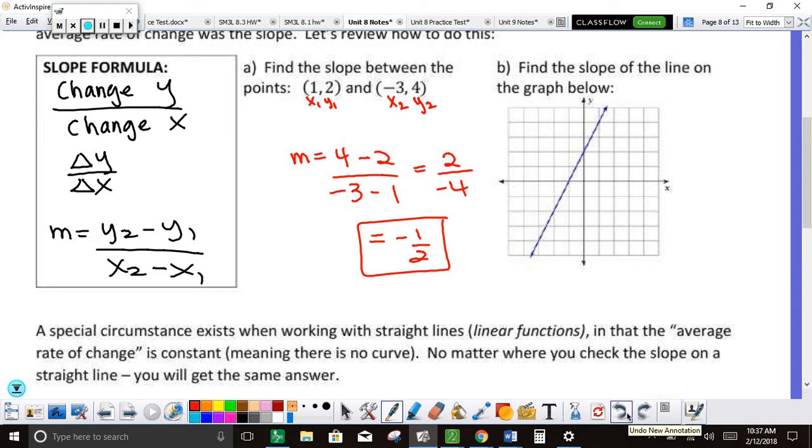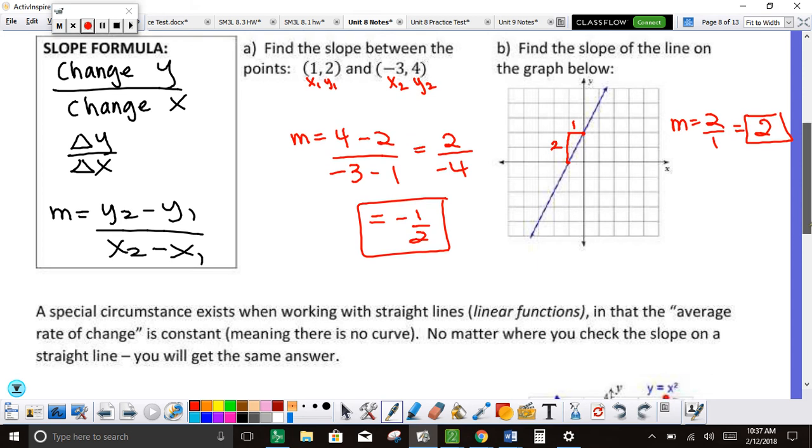Now find the slope of the line on the graph. Because it's a line, it doesn't matter what interval we use. We just pick two points. If you're looking at a graph, I always like to start on the far left, so up and down first. So this is 2 over 1, so my slope would be 2 over 1. So that's an example of how you find the slope given two points, and this is an example of how you find the slope given a graph.